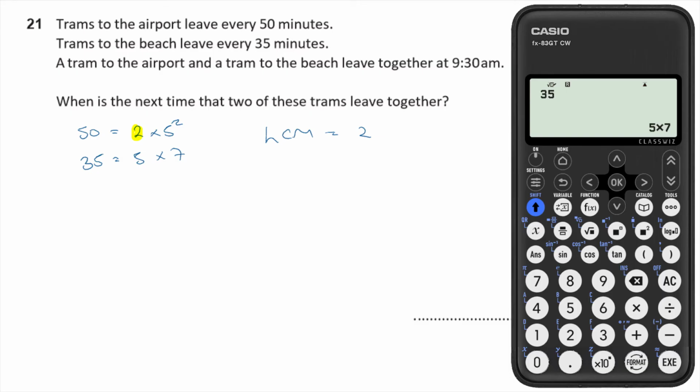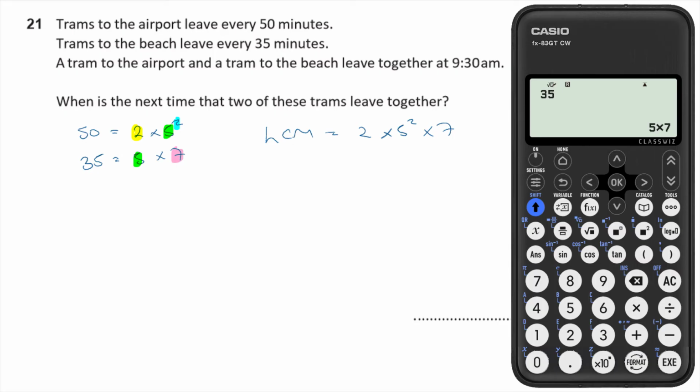I've got a 5 and a 5 in my numbers here, but the biggest power of 5 is 2, so I'm going to have 5 squared in my LCM. And I've got a 7 in one of them, so I'm going to have a 7 in my LCM. So it's every base that appears, so 2 appears, 5 appears, 7 appears, to the highest power that appears in either expression. Like I say, I had a 5 and a 5 squared, so the biggest one is 5 squared, so that is what I include.